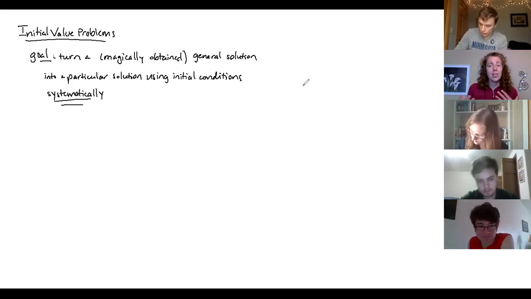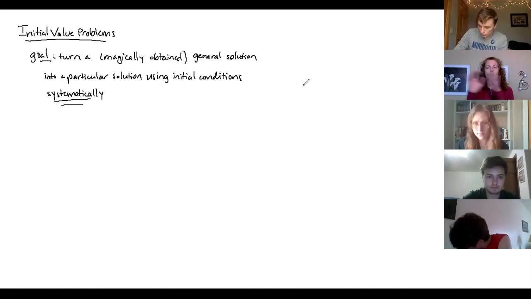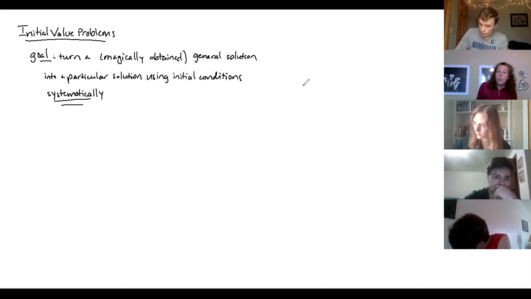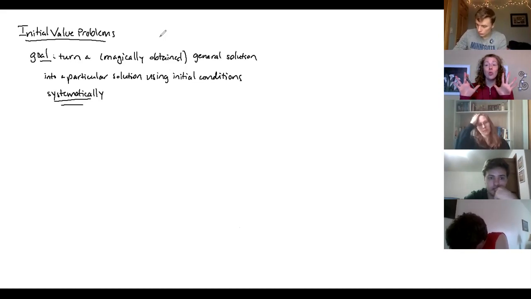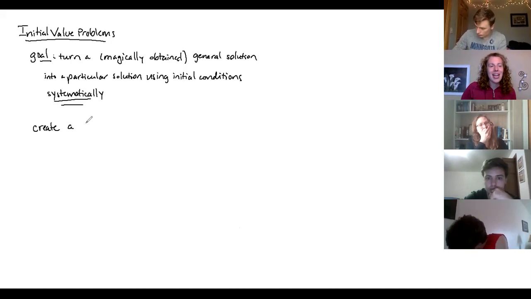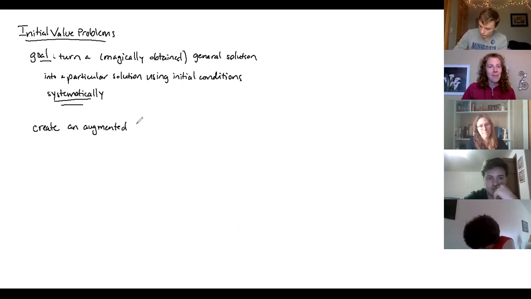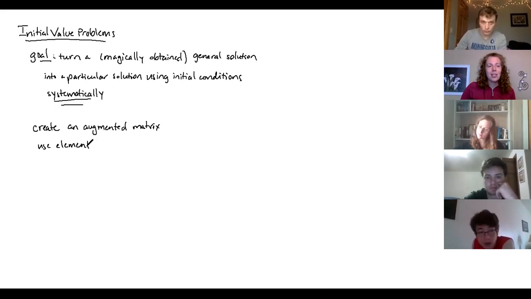It's solving equations for unknowns. So you could totally do this unsystematically, no problem. But we want to do it systematically. If you have taken linear algebra, you are going to be super familiar with what we're doing today, because we did it up the wazoo in linear algebra. So what we are going to do is create an augmented matrix. If you haven't taken linear algebra, you don't know what that means, that's okay. Create an augmented matrix and use elementary row operations.